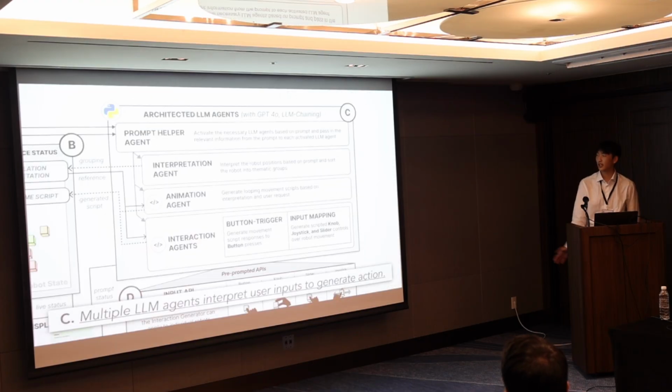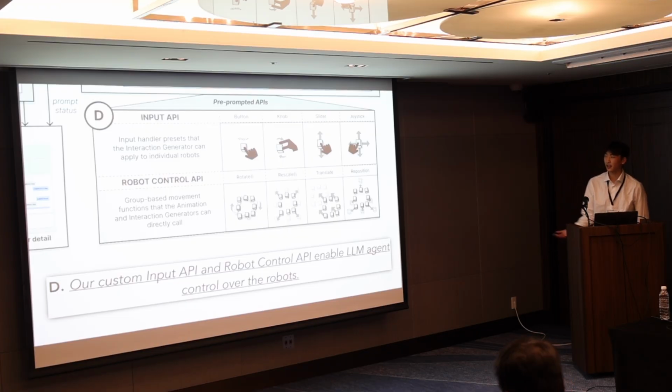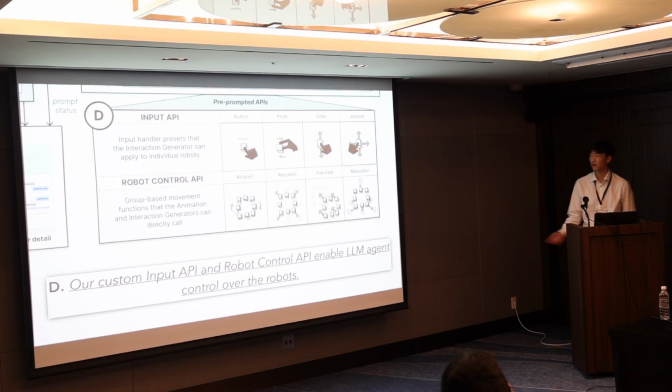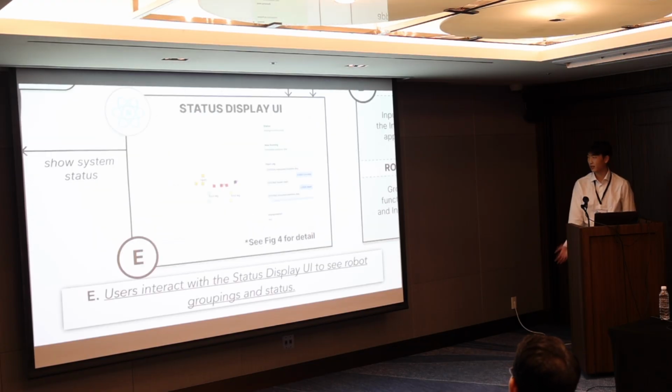The key point is that different agents handle different parts of the process: handling speech inputs, interpreting the shape that the user creates, and also generating actuation and interaction. We created two custom APIs for the LLMs to call upon to create this interaction and animation. This abstracts and simplifies the control, so users are able to expect an animation to be produced within 5 seconds of requesting it. And finally, we use a status display UI to convey key information like the robots' groupings.